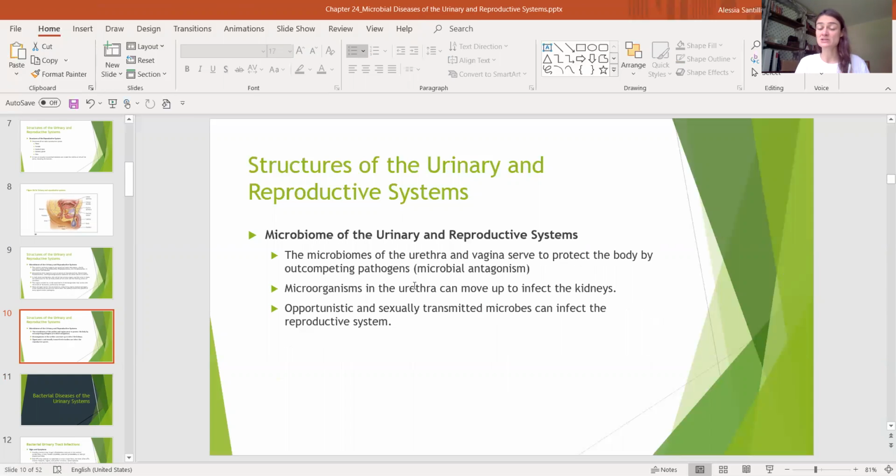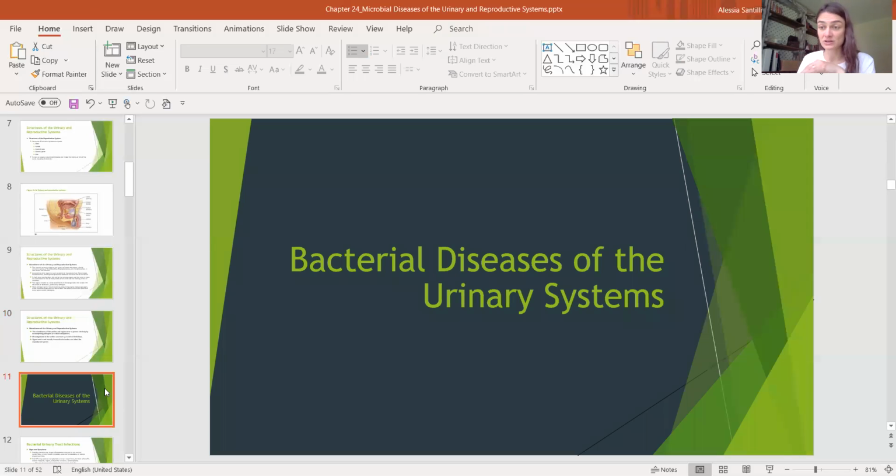And the microorganisms in the urethra can move up to infect the kidneys as well. When that happens, we don't like that. That's glomerulitis. We don't want that. Opportunistic and sexually transmitted microbes can infect the reproductive system also. So as we'll get to see, there's plenty of bacteria that can infect your urinary tract. If they go to the correct areas in your urinary or reproductive system, they can cause horribly painful things.